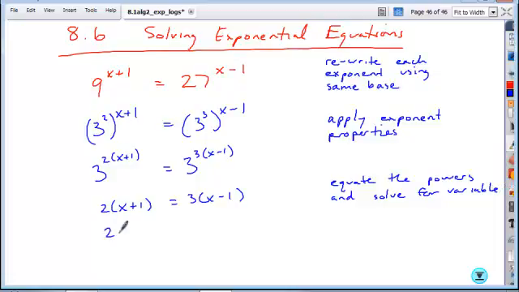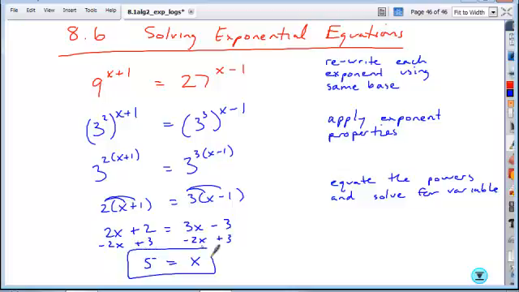So if you distribute your 2 through to get 2x plus 2, and distribute your 3 through to get 3x minus 3, you'll convert this into an equation of a form that you can solve, a linear equation or possibly quadratic. And then just solve for x. In this case, isolate your x by subtracting 2x from both sides. At the same time, we can move our constants over by adding a 3, and we get the solution to be 5. Okay.